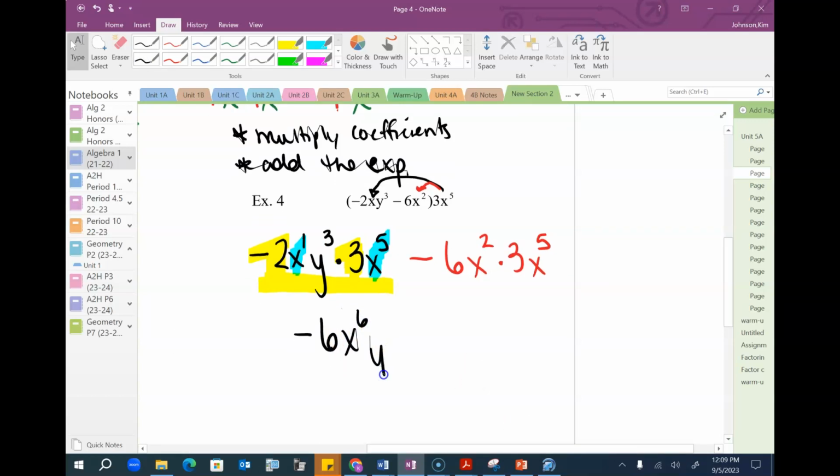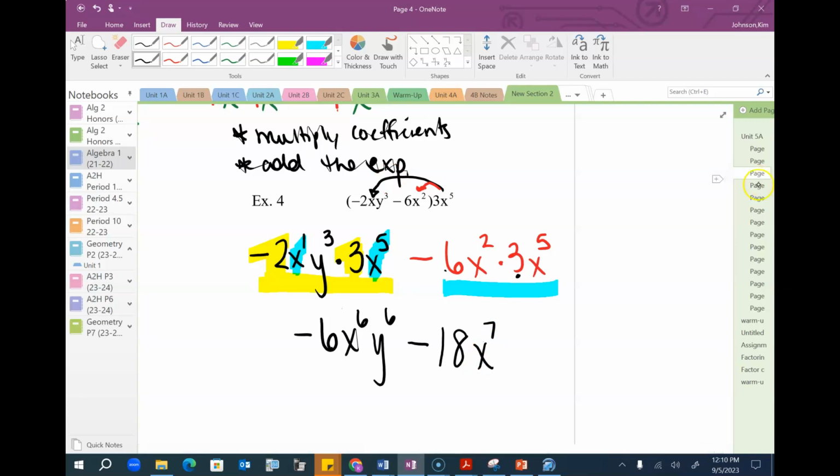I don't add that exponent to anything because it's a y for the base, so it can't be combined with the other variables. So that negative 2xy cubed times 3x to the fifth is negative 6x to the sixth y cubed. And then let's go ahead and address this second term here by doing the same thing. We're going to multiply the coefficients, so negative 6 times 3 is negative 18. And then x squared times x to the fifth, we're going to add the exponents on the variables. So we get x to the seventh.